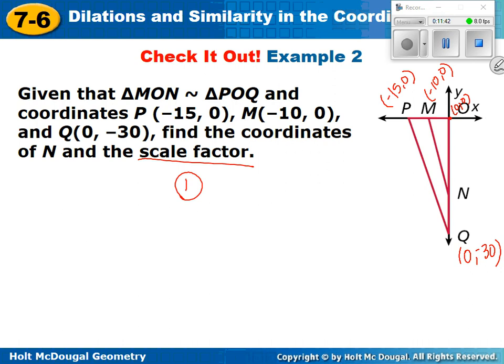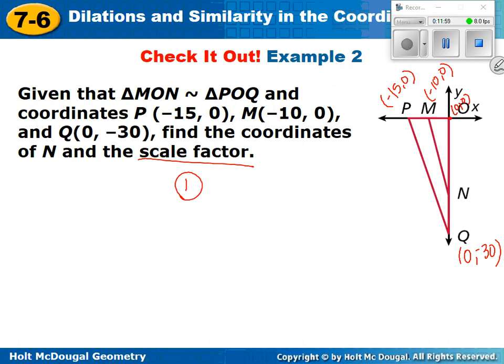PO and MO. Does everybody agree that we could find the lengths of those two sides? We do not know ON, we do know OQ, but we don't know ON. So we can't use these two right sides, but we can use the two top sides.